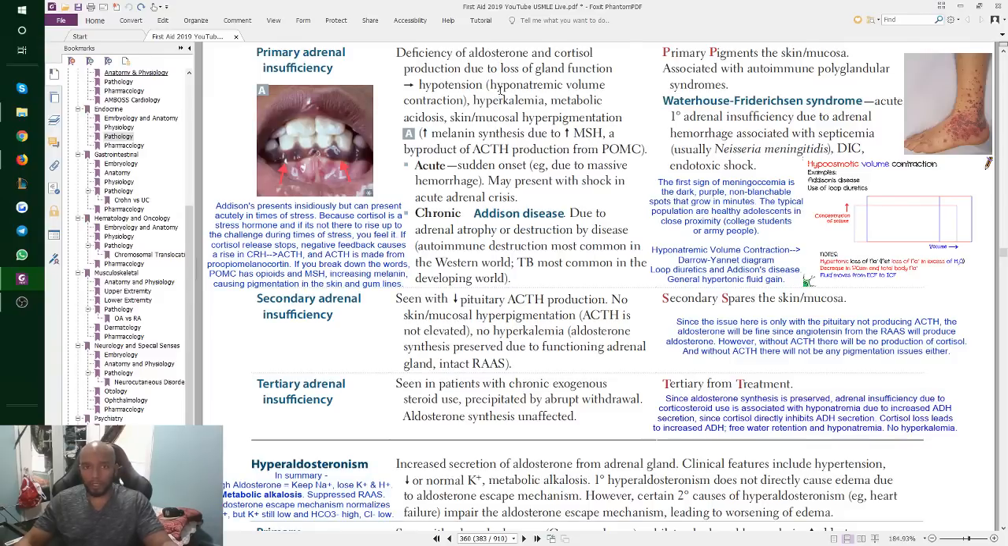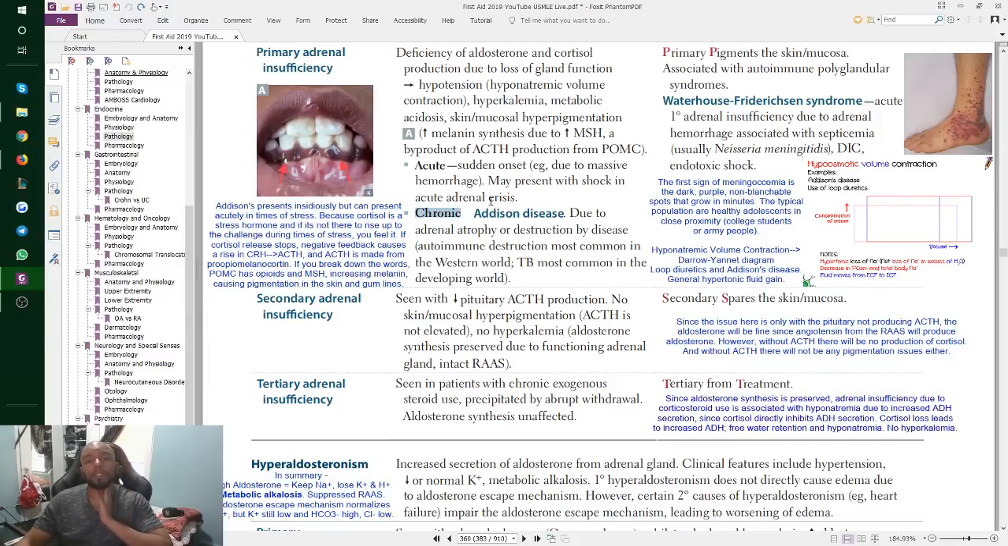So you note hypotension, hyperkalemia, metabolic acidosis, and hyperpigmentation in the mucosal surfaces as well as skin and anywhere else. And it can be either acute or chronic. The acute one is due to massive hemorrhage, maybe because you were in a fire, you got cut, whatever it might be. Right? May present with shock or acute adrenal crisis. The chronic version is known as Addison disease.